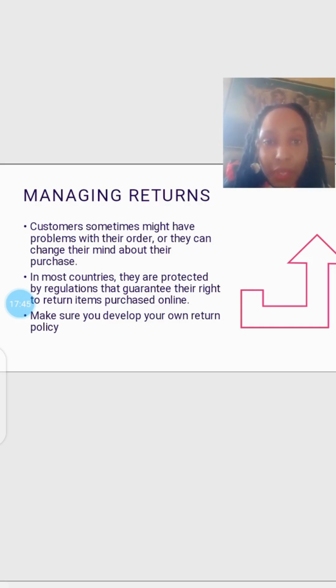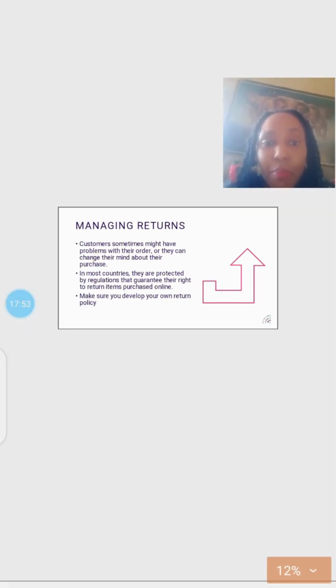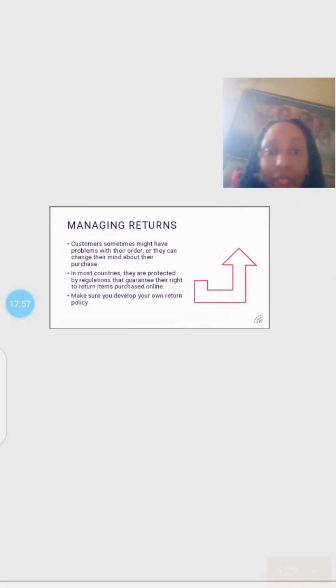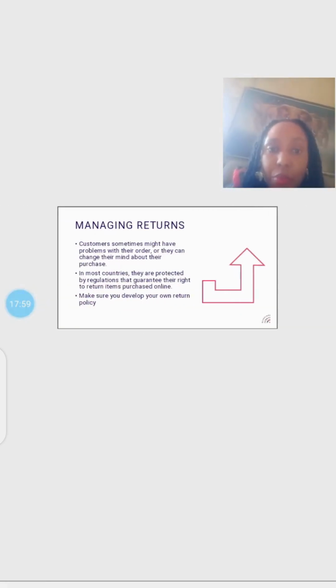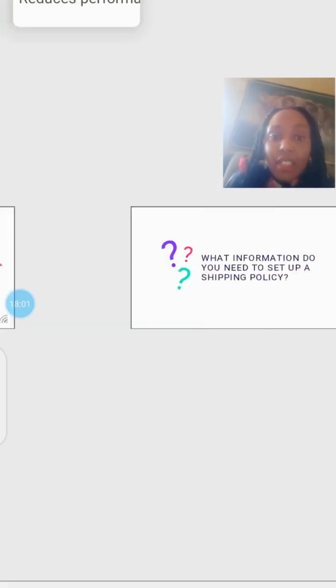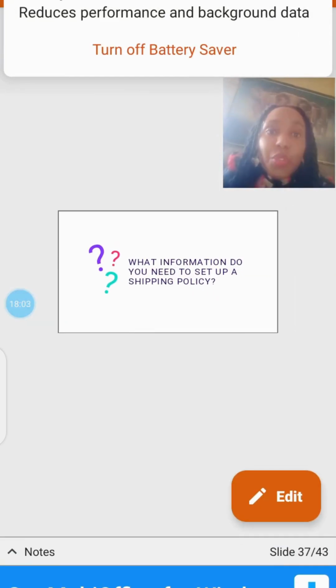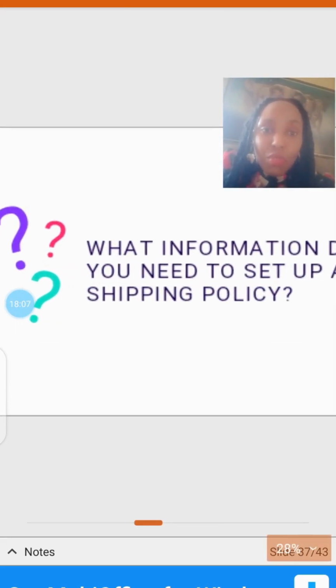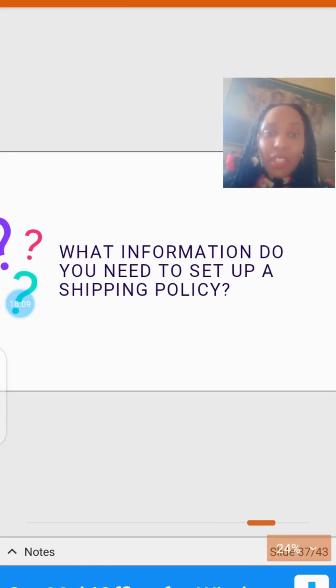Make sure you have a return policy that also protects you, so that somebody doesn't return goods that are probably used. Before they make a purchase, they know what the policy says about returns. So having a return policy actually protects you more than the customer.